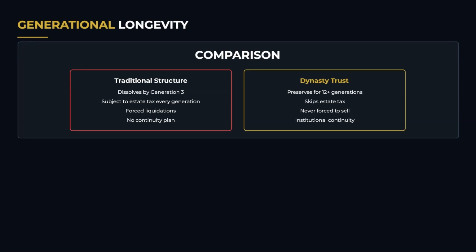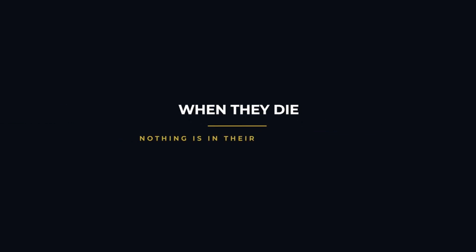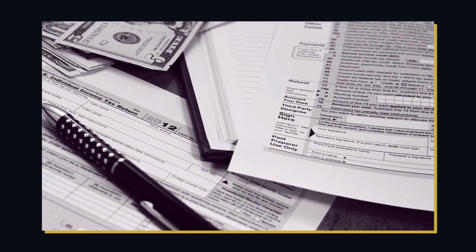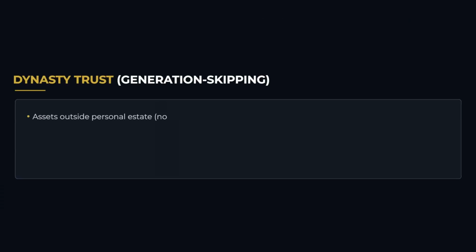Here's how dynasty trusts actually work. Feature number 1, generation skipping design. The trust is structured so that wealth skips over each generation's estate. Your kids benefit from the trust, but never own the assets. When they die, nothing is in their estate to tax. Then their kids benefit the same way. This avoids estate tax at every generational transition, not by staying under exemption limits, but by removing assets from their estate calculations entirely. In legal terms, generation skipping design.